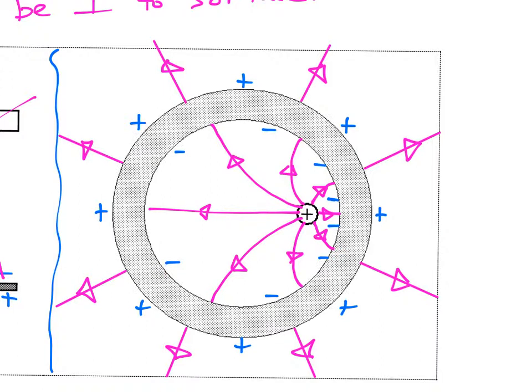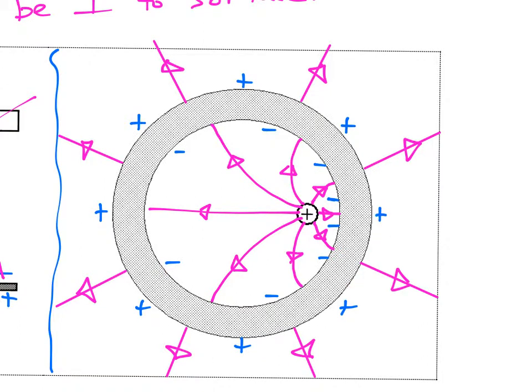The conductor has no net charge, and so the amount of negatives that you get on the inside is going to be equal to the amount of positives that you get on the outside. I think I tried to do this right. So I've got 1, 2, 3, 4, 5, 6, 7, 8 negatives on the inside and 8 positives on the outside. Again, the spacing represents the charge density and the distribution.